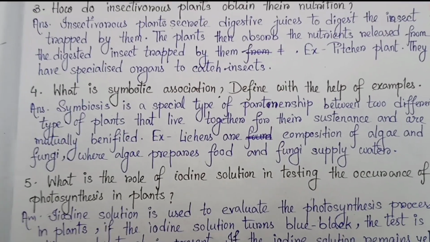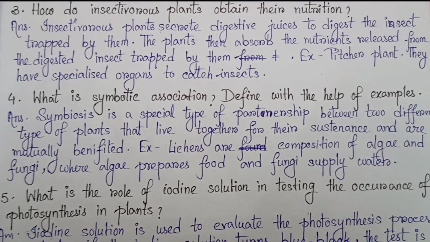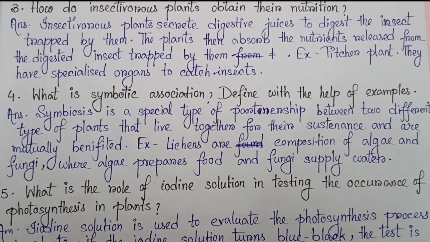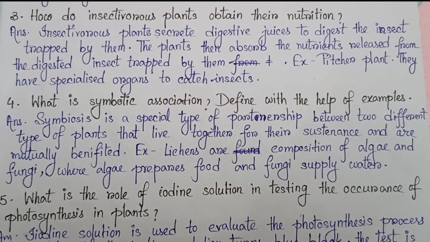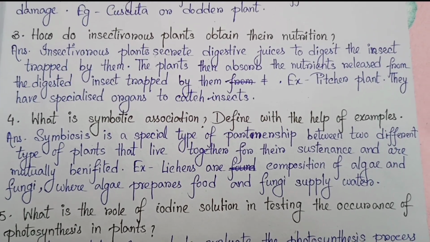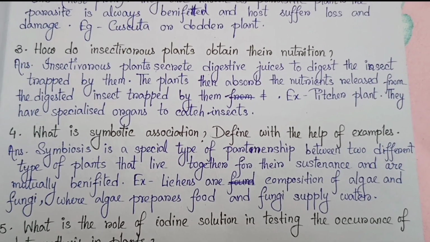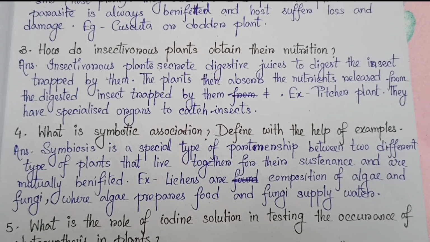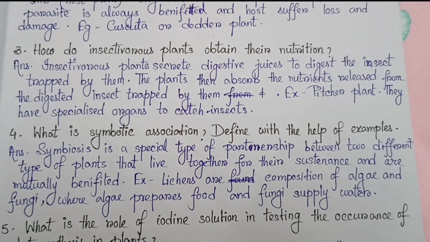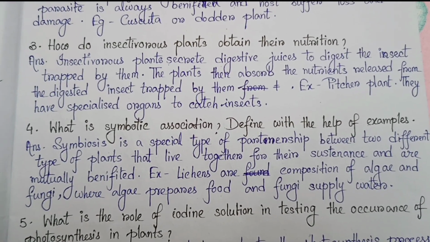Number 4, what is symbiotic association? Define with the help of examples. Symbiosis is a special type of partnership between two different types of organisms that live together for their sustenance and are mutually benefited.